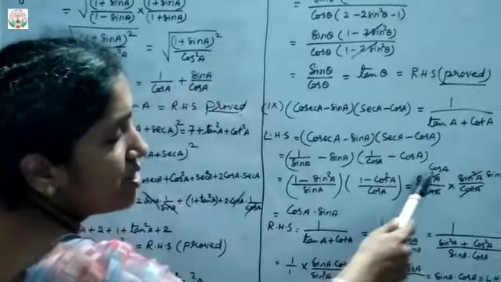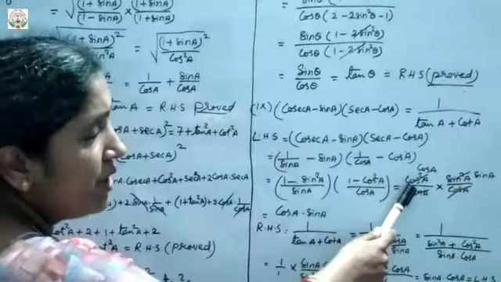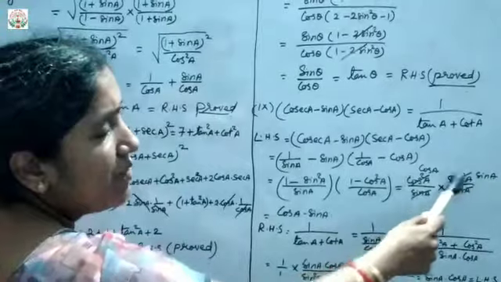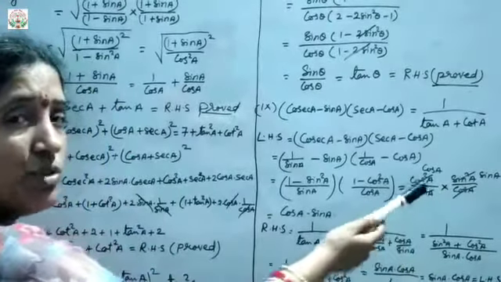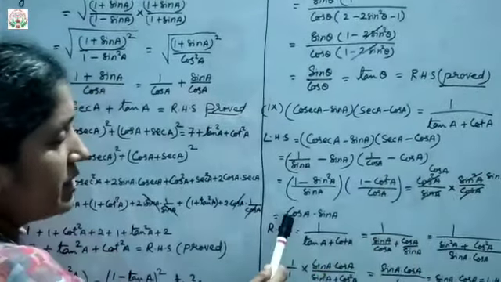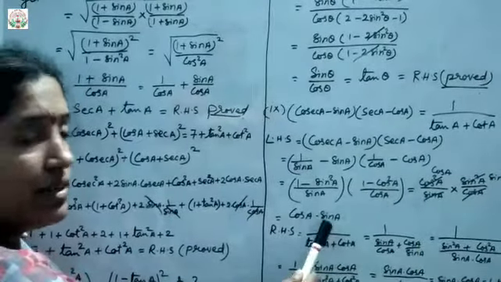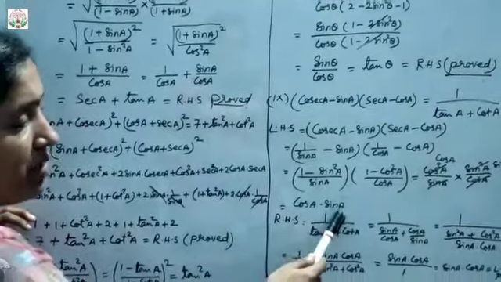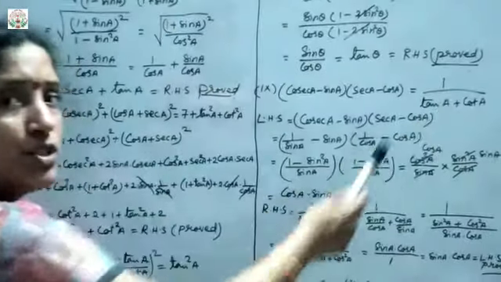Now 1 cos a will get cancelled from the cos square a, and 1 sin a will get cancelled with the sin square a. Okay, so what will be left out in the numerator? That is cos a into sin a. Okay, so this will be left out. Now move to the RHS part.